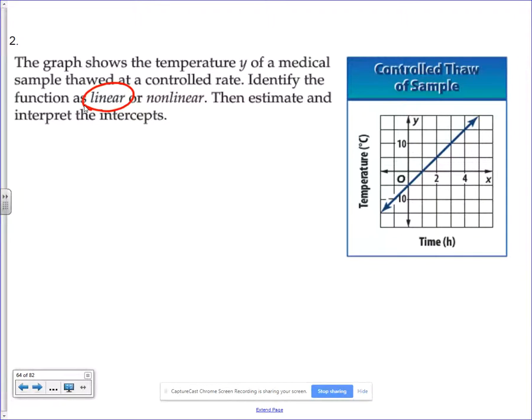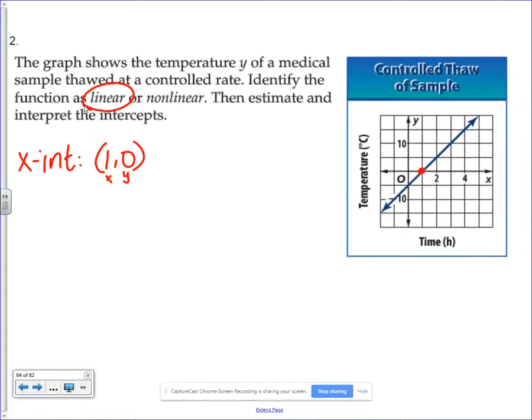Can you estimate and interpret the intercepts? Now you will notice I do not have those little bubbles here to show you where the intercepts are. So you need to put a dot on that graph where the x-intercept is. Where does it cross the x-axis? What's the ordered pair? Now I need to interpret it. The 1 is the x, the 0 is the y.